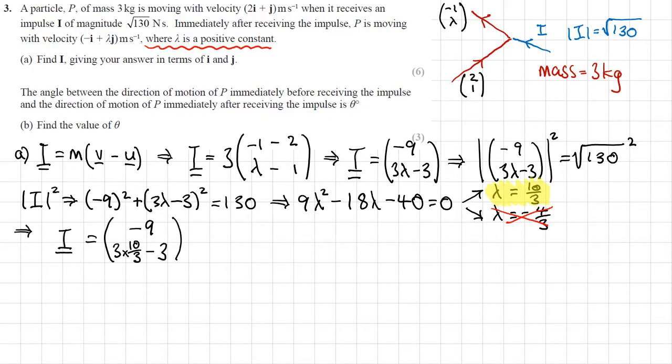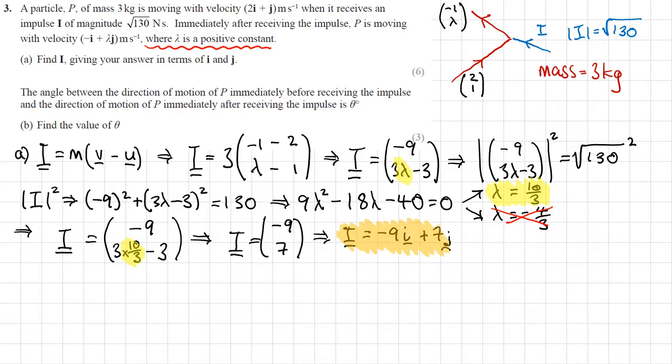So now I can replace the lambda that I had up here in my impulse, so just highlight that, with 10/3, and now I can work out what the final impulse is now that I know lambda, and that gives me (-9, 7). I'm going to leave it in the form that they want, so I is equal to -9i plus 7j. So always leave things in the form that they want unless the question doesn't specify.